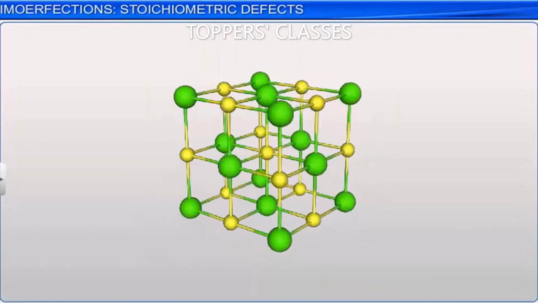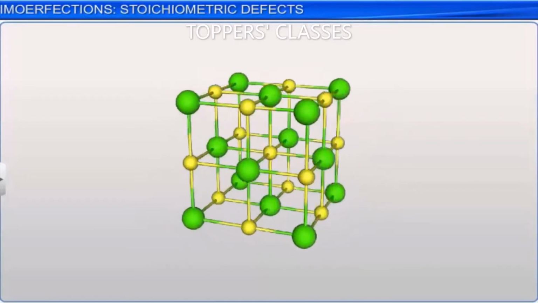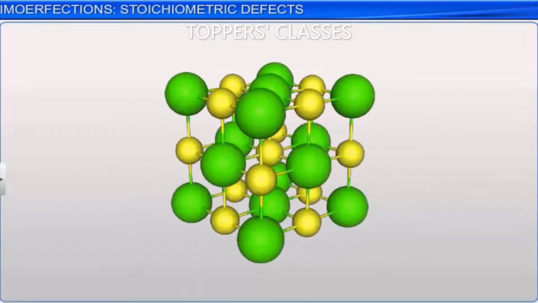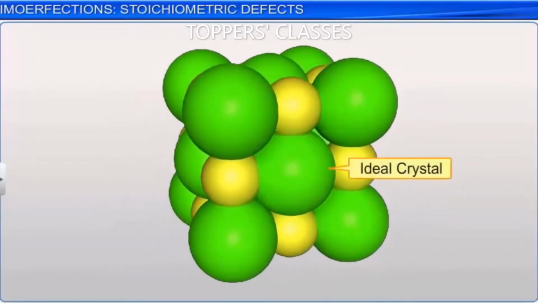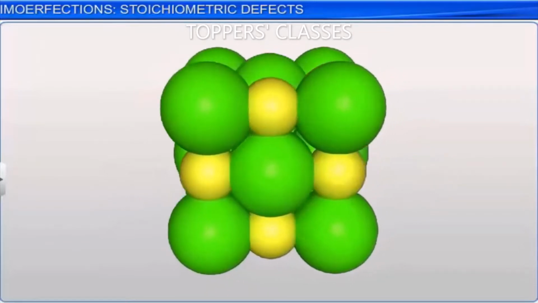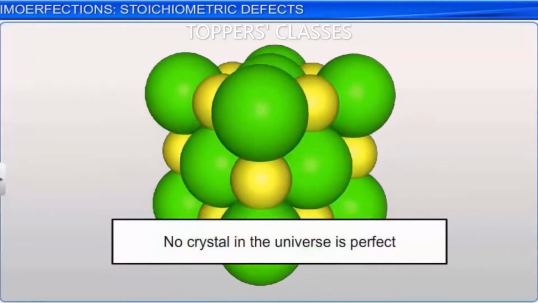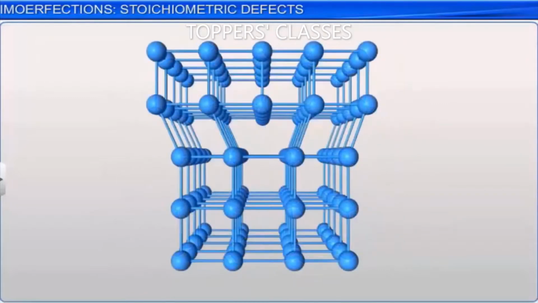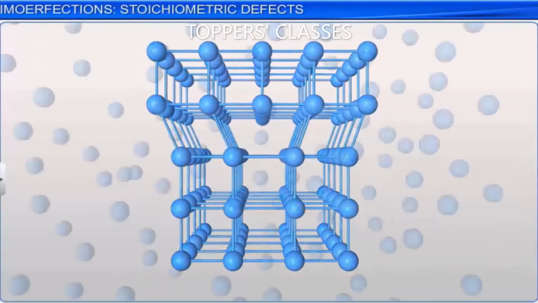If the constituent particles, such as atoms, ions, or molecules, in a solid crystal are arranged in a regular fashion, then the crystal is said to be an ideal or perfect crystal. However, no crystal in the universe is perfect. Almost all the crystals encountered in practice suffer from defects. This happens when the crystallization process occurs at a fast or moderate rate.